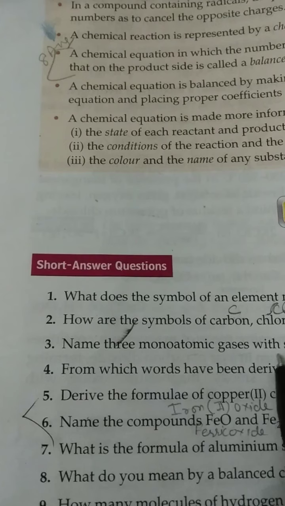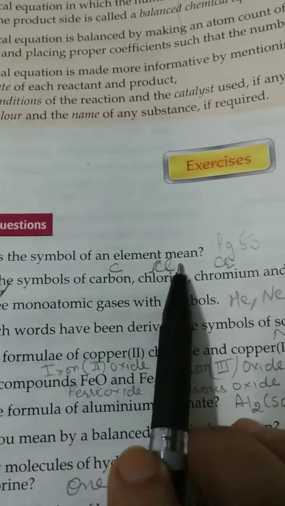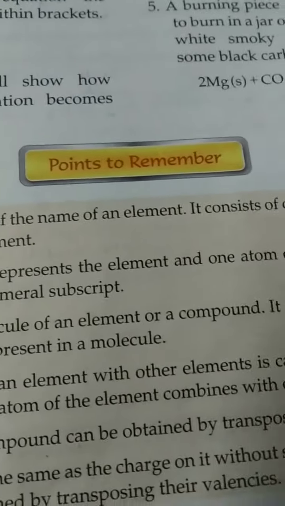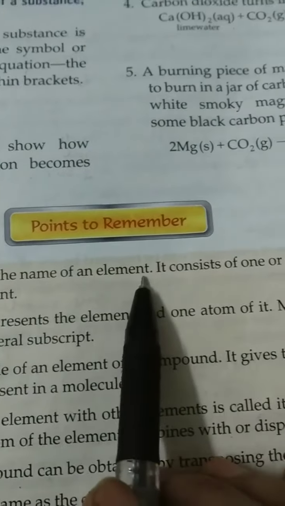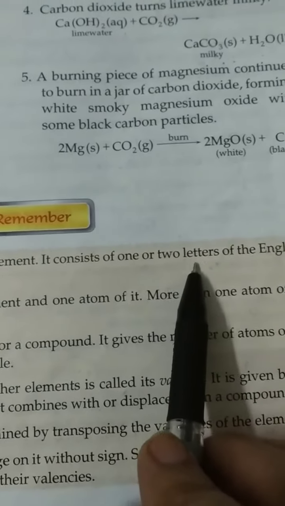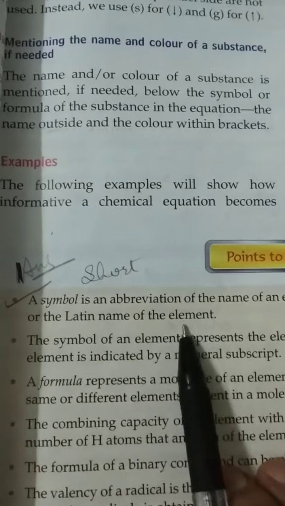False. Short answer questions. What does the symbol of an element mean? See page number 53, points to remember. First point. It is the first answer of short answer questions. Symbol is an abbreviation of the name of an element. It consists of one or two letters of the English or Latin name of the element.